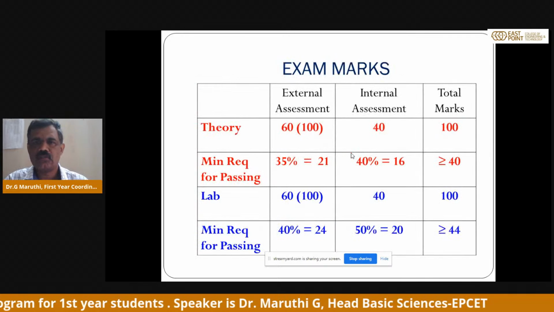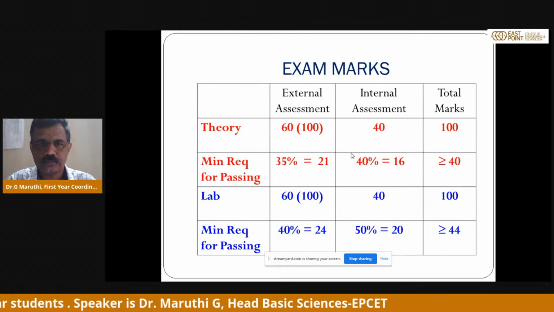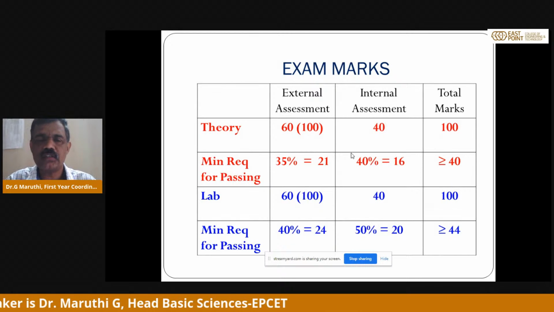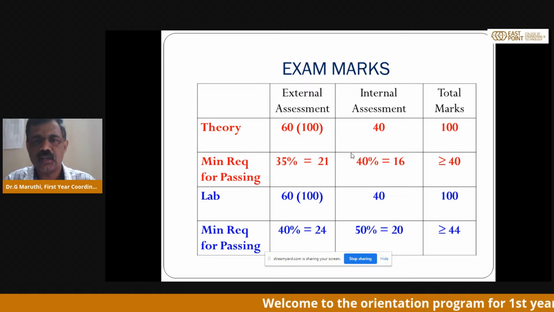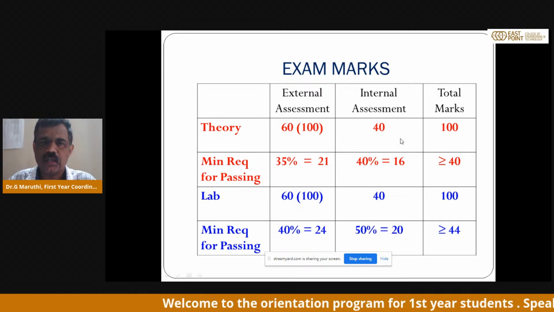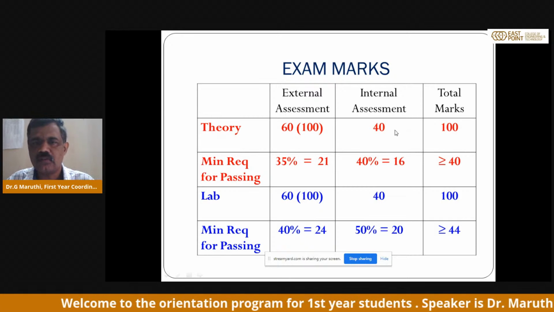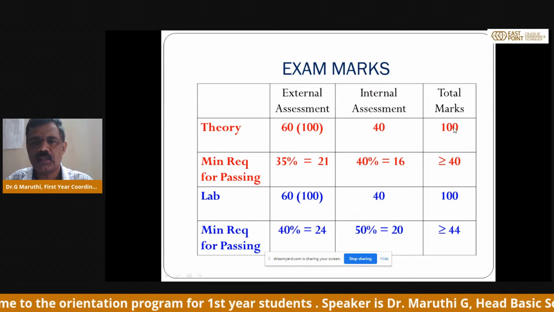And as far as this exam is concerned, here there will be two kinds of assessment, external assessment and internal assessment. External assessment will be done for 60 marks, you can see, and internal assessment will be done for 40 marks, and total assessment will be 100.